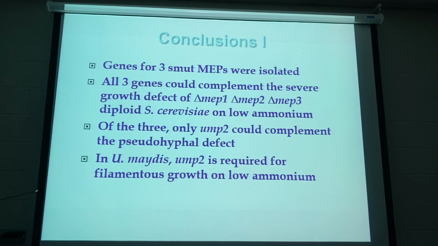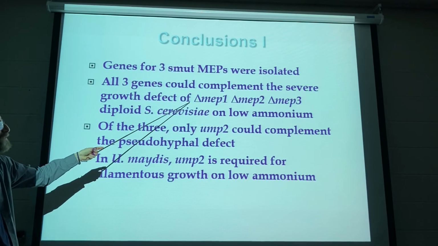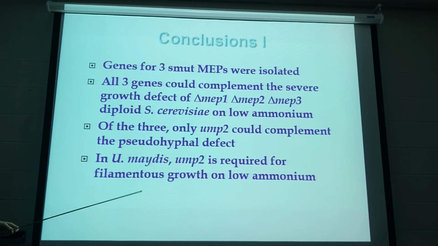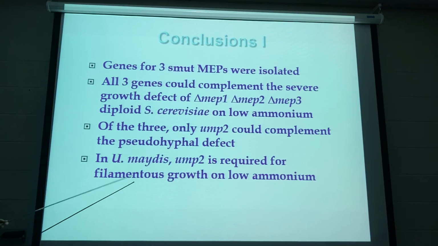Okay? Next slide. Okay, so our conclusions are we've got 3 of these SMUT ammonium transporters, 1 from Microbotryum and 2 from Ustilago. All 3 of them are able to complement the triple mutant of yeast that has all 3 of its ammonium transporters disrupted. They can all grow, any of those can allow growth on low ammonium, but only UMP2 can complement the pseudohyphal growth defect in yeast. Furthermore, in Ustilago, UMP2 is required for filamentous growth on low ammonium.